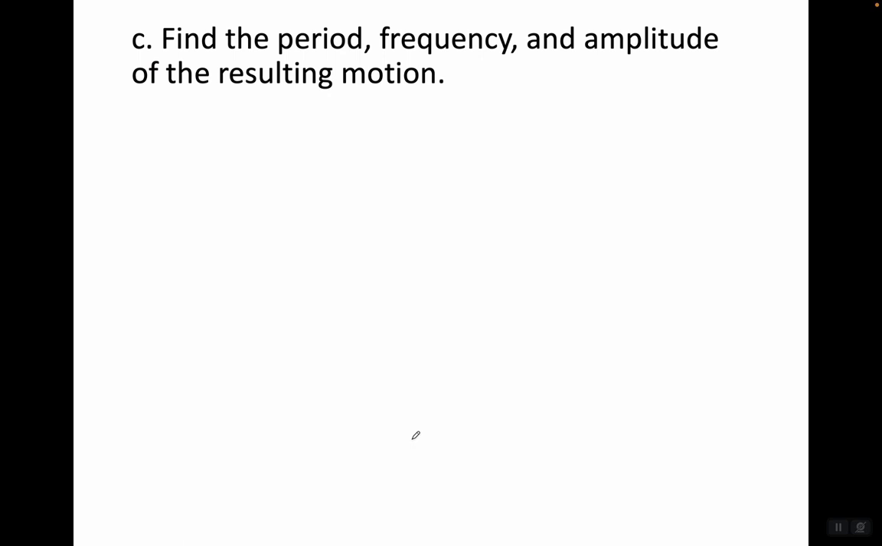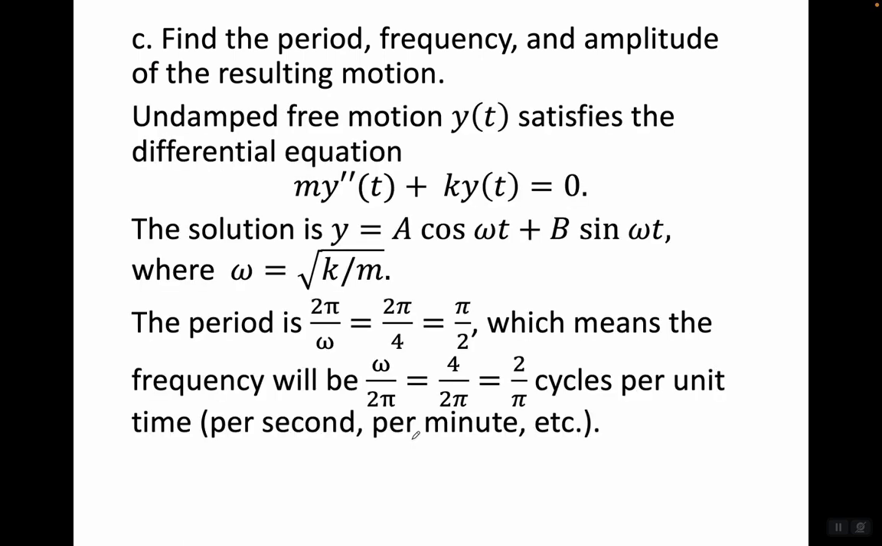Find the period, frequency, and amplitude of the resulting motion. Okay, undamped free motion, again, satisfies a differential equation like this. We've seen before what the solution is: a cosine omega t plus b sine omega t, where omega is square root of k over m. The period is going to be 2 pi over omega. Where does that come from? We learned that in pre-calculus years ago.